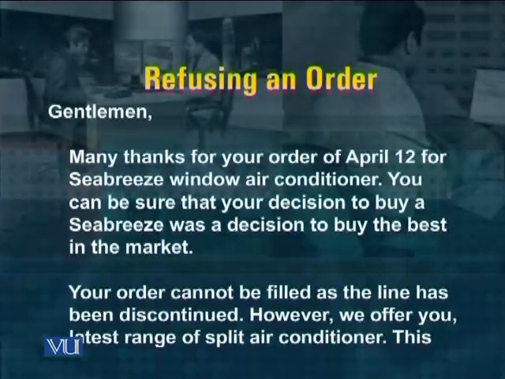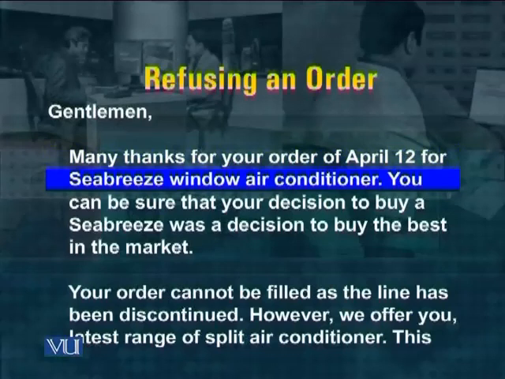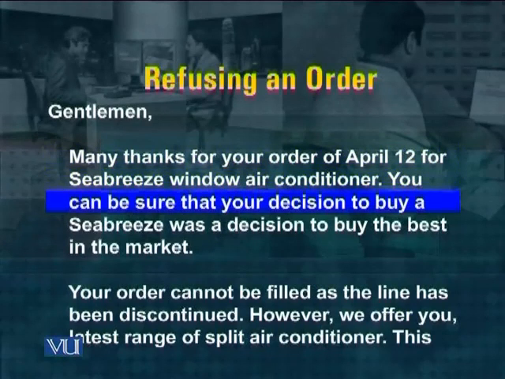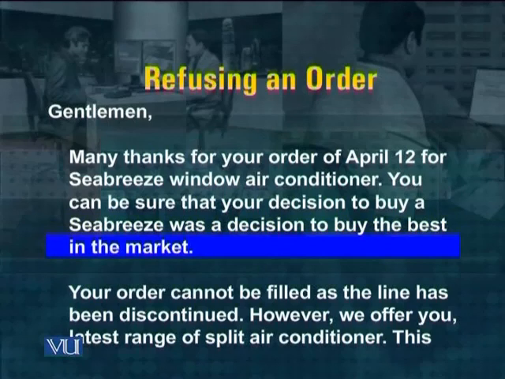So let's look at a letter. Gentlemen, many thanks for your order of April 12 for the Sea Breeze window air conditioner. You can be sure that your decision to buy a Sea Breeze was a decision to buy the best in the market. So if you look at this beginning, this is the beginning which appreciates the interest of the inquirer.